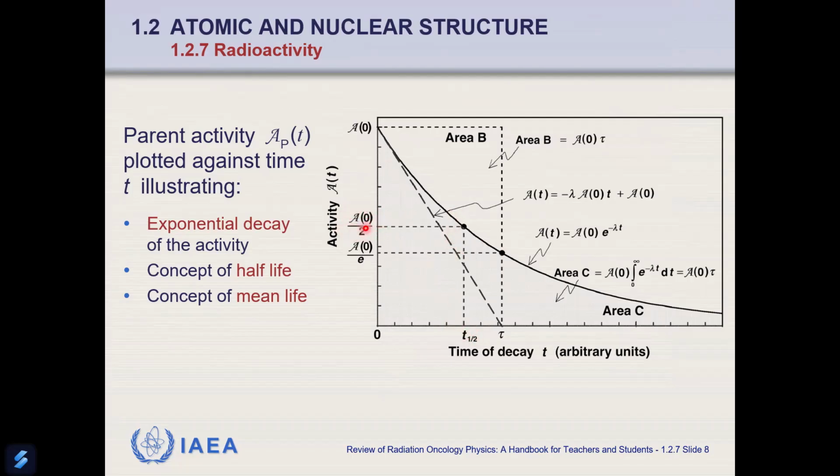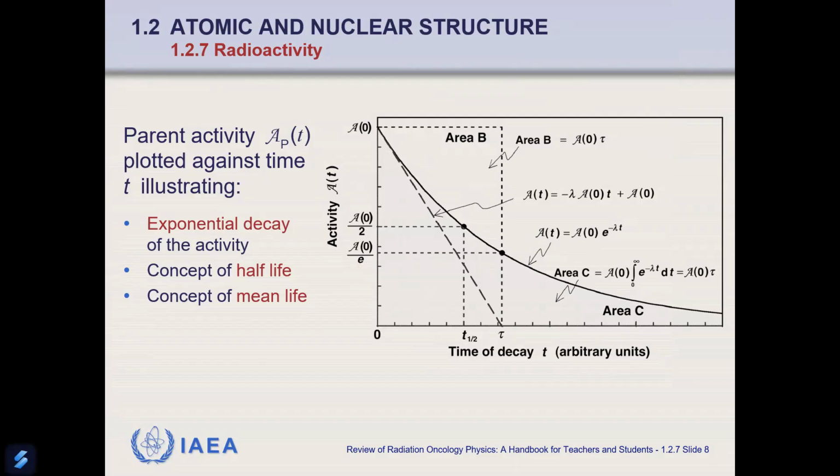So if you put A over 2 here, you simply have to extrapolate, and then you get the half-life. The mean life, on the other hand, is basically the time that is needed for the activity to reduce to 1 over e. Remember, half-life corresponds to 1 over 2 of the original activity. The mean life corresponds to 1 over e, where e is the exponential, the one that I think is 3.1.